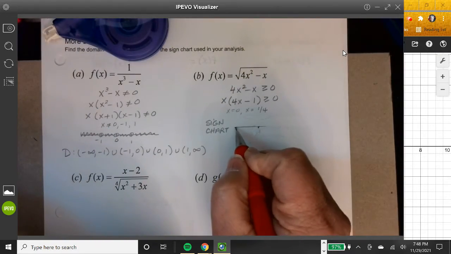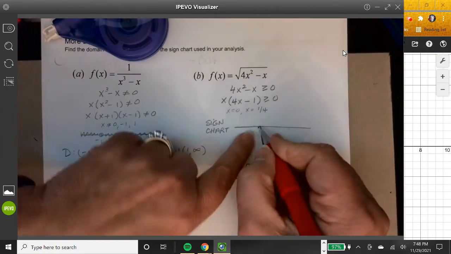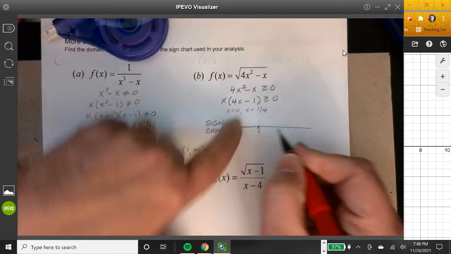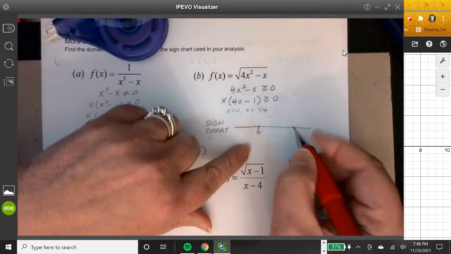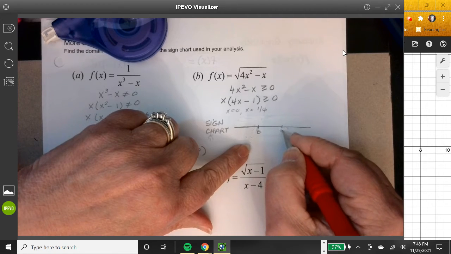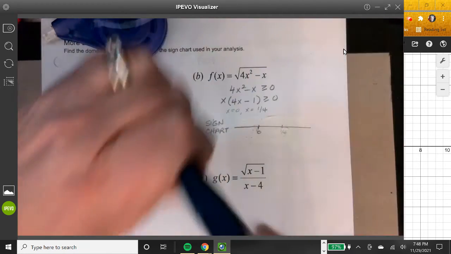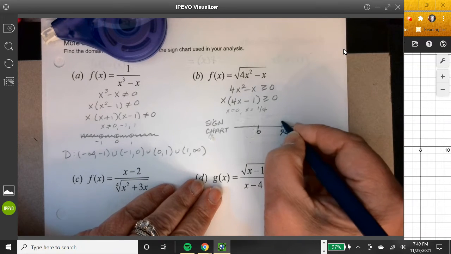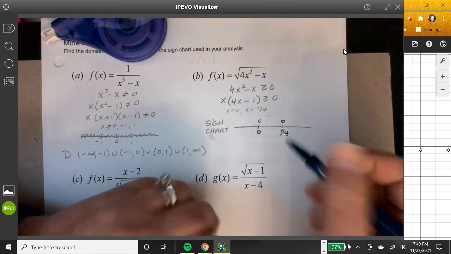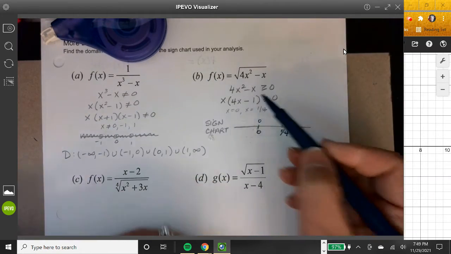We're going to start again. Here's my sign chart. We're going to have 0 here. Whoop, the 0. I don't know why I covered that up. I can still have 0. And then this is going to be 1/4. We're going to use this dark one. This is 0 and this is 1/4. And it's a 0 here and a 0 here. And I'll ask again. This is a parabola now that opens up.